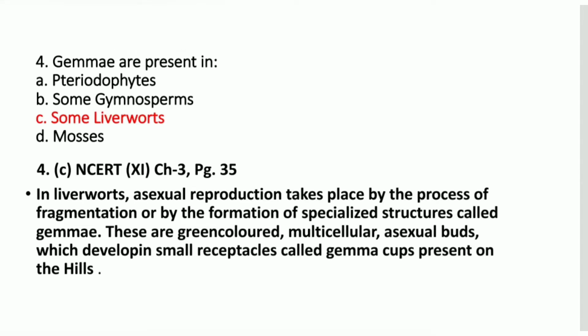4. Gemmae are present in, answer is liverworts, because in liverworts asexual reproduction takes place by fragmentation or by specialized structures known as gemmae. These gemmae are green in color, multicellular, asexual buds which develop in small receptacles called gemma cups present on the thallus, and through these gemmae new plants develop.